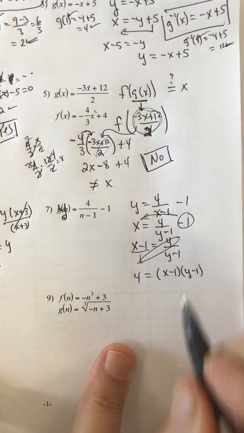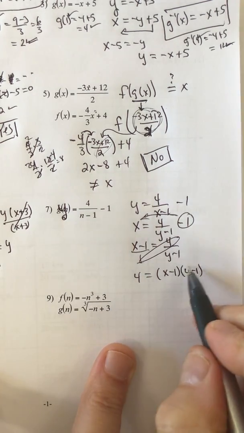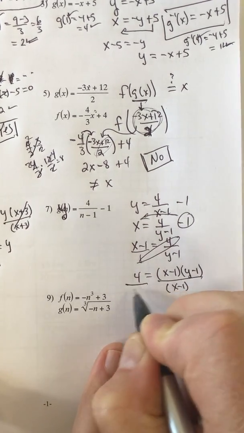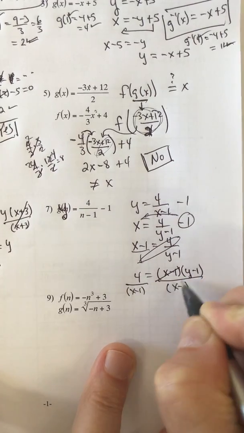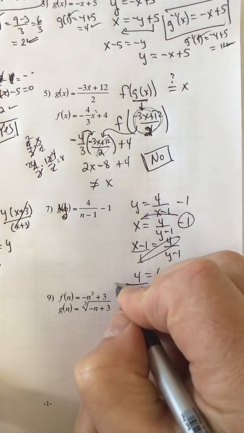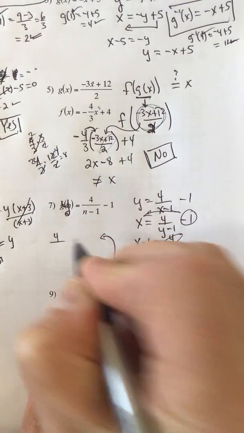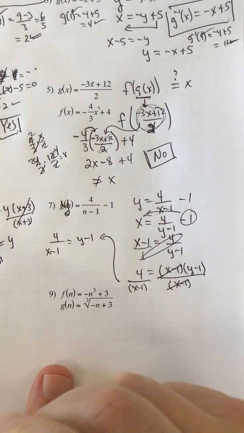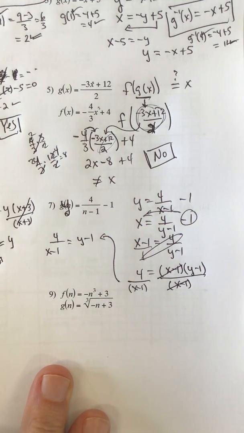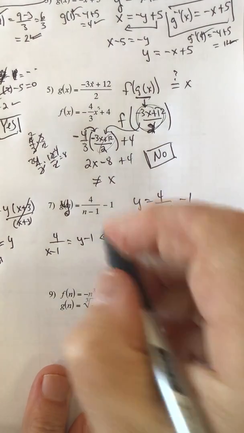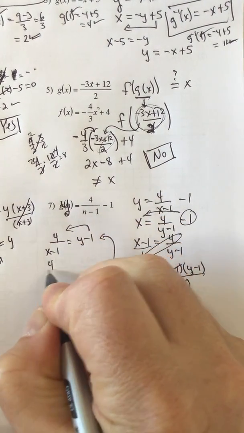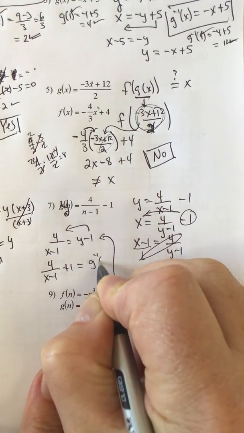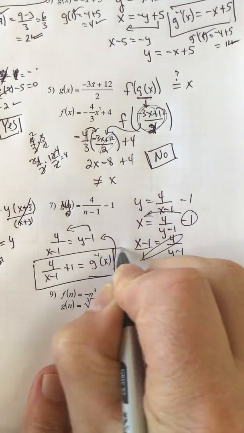I'm trying to solve for this y. I don't want to multiply all that together yet. I think I'm going to go ahead and divide by this package x minus 1 from both sides. That way that package will go away. And now we have 4 over x minus 1 equals y minus 1. And now I'll just move the 1 to the other side. And I'm going to change the notation while I'm at it.